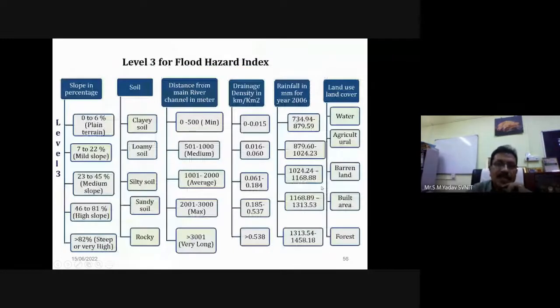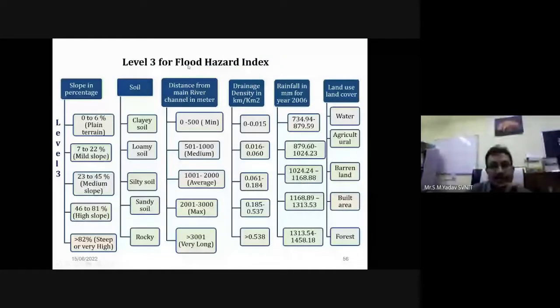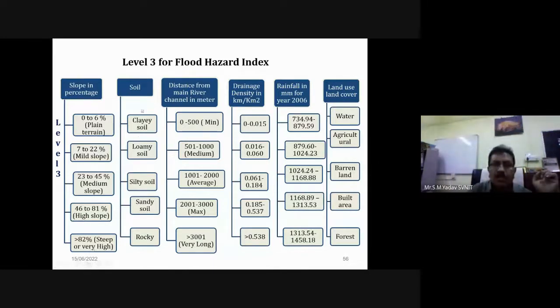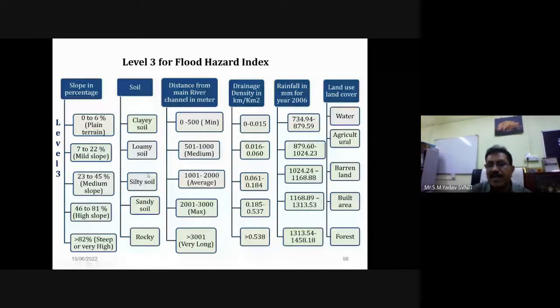The level 3 for flood hazard index: slope in percentage. As you have seen in the map, we have classified it into various categories. So 0 to 6% plain terrain, 7 to 22% mild slope, 23 to 45% medium slope, 46 to 81% high slope, and more than 82% steep slope. Similarly, the soil is classified into 1, 2, 3, 4, and 5. As we have developed the spatial map for soil, these were the 5 classifications.